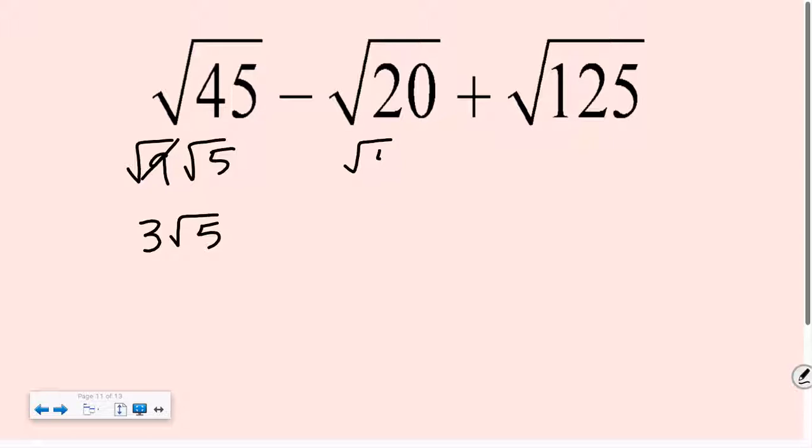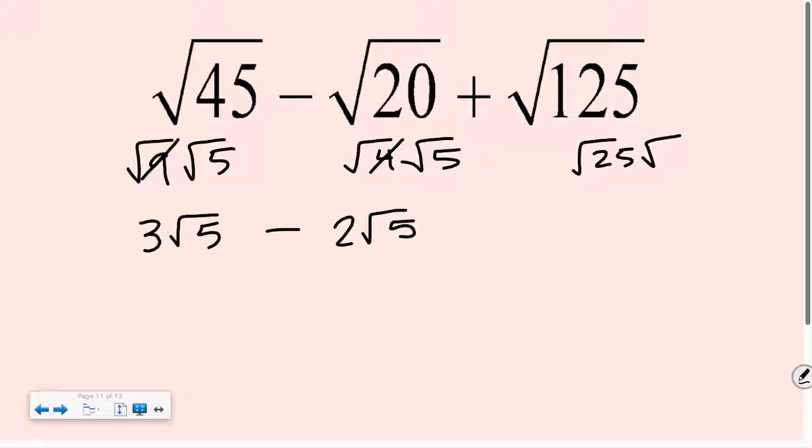4. How many times? 5. What's the square root of 4? 2. Good. So then we've got 2 square root of 5 in the middle. And then on the end, what perfect square can evenly go into 125? 25 can, how many times? 5. Square root of 25 is 5, and then we've got square root of 5.